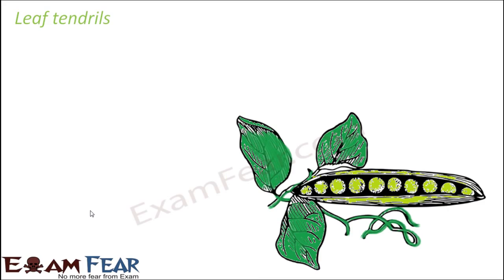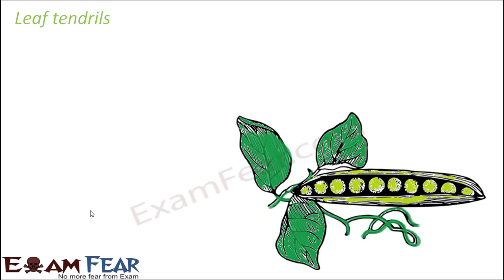So protection is one special function performed by a leaf. The next one are the leaf tendrils. Tendril comes from the word tender, which means something soft and flexible. Now the way we have talked about stem tendrils, when the stem gets modified into tendrils which act as climbing structures, similarly, in some plants the leaves get modified into coiled structures called tendrils, which attach the plant for support. So leaf tendrils and stem tendrils both perform the same function. It is just that in some plants stem tendrils are present, whereas in other plants leaf tendrils are present.